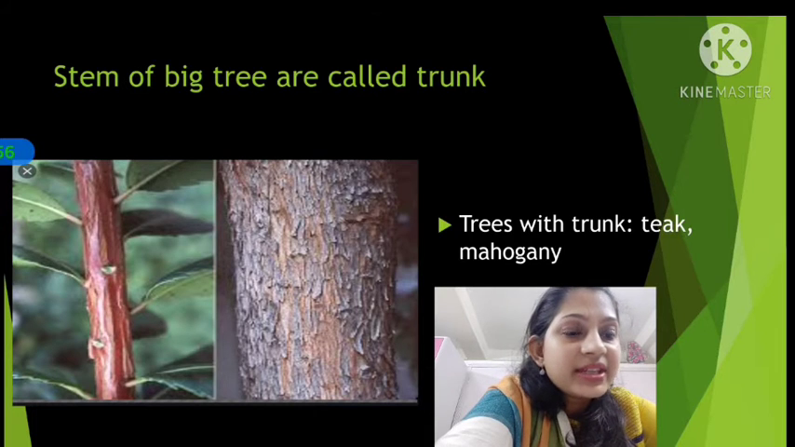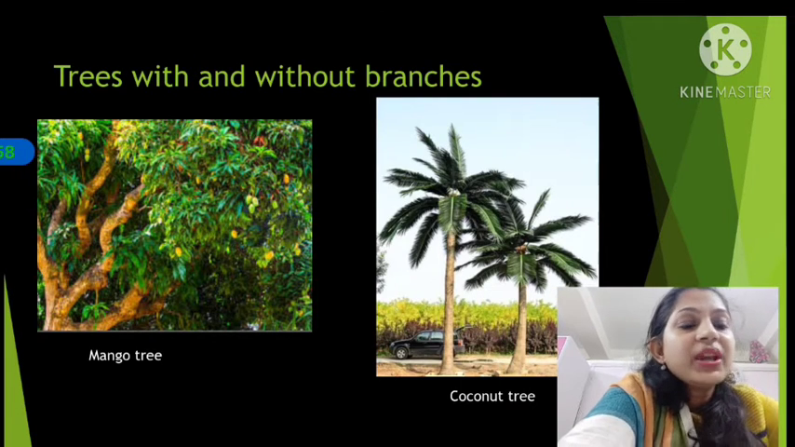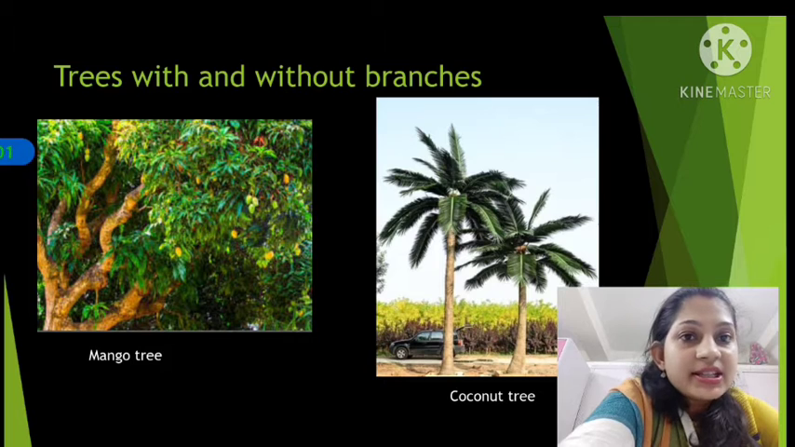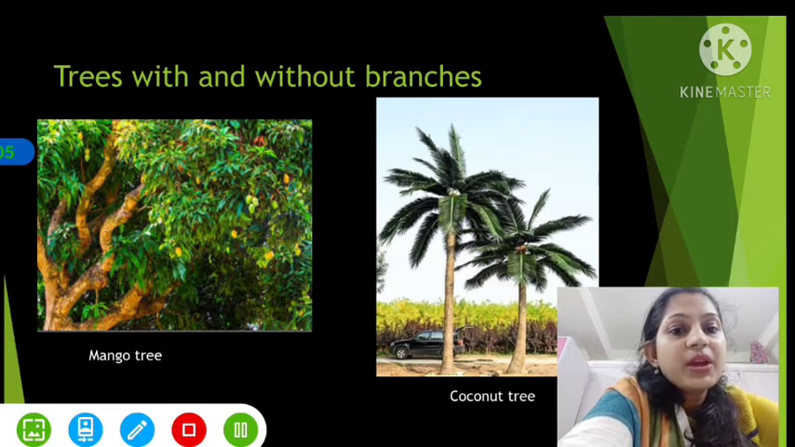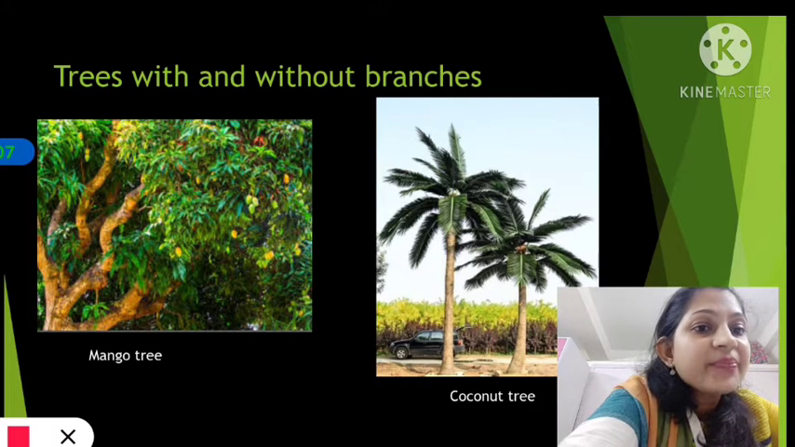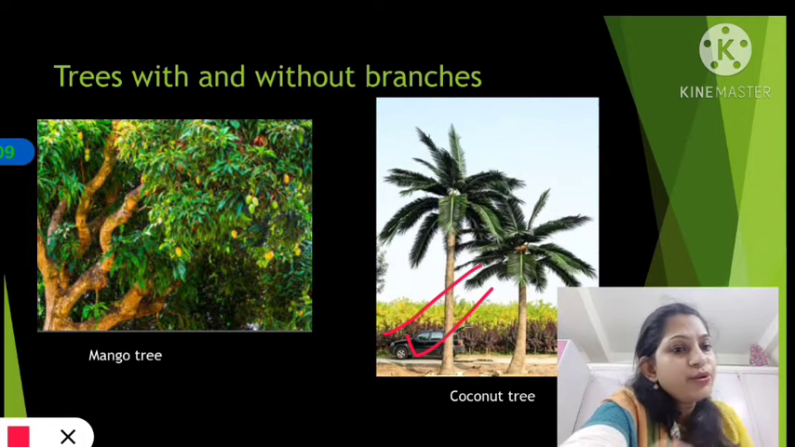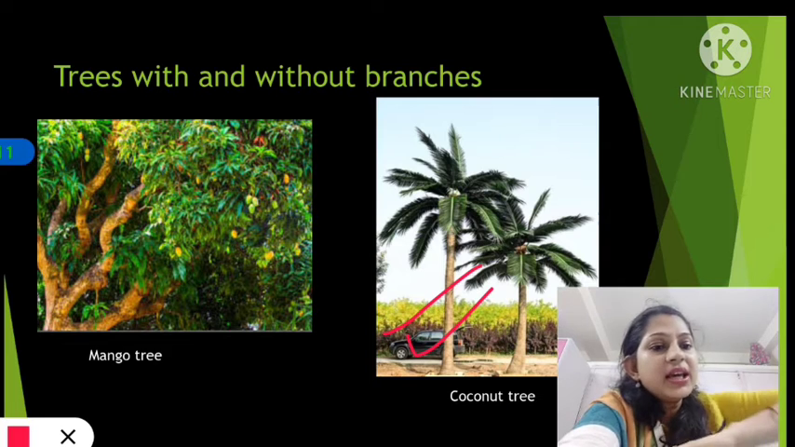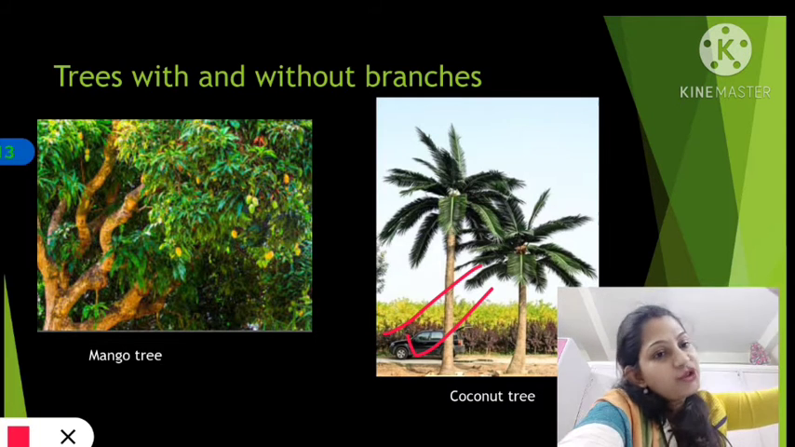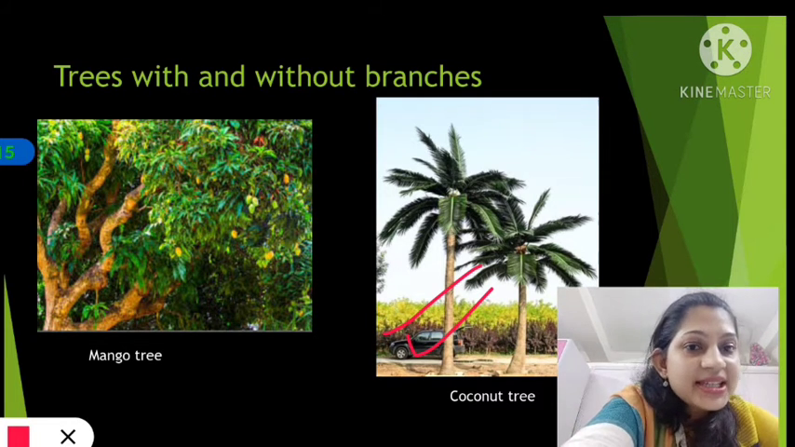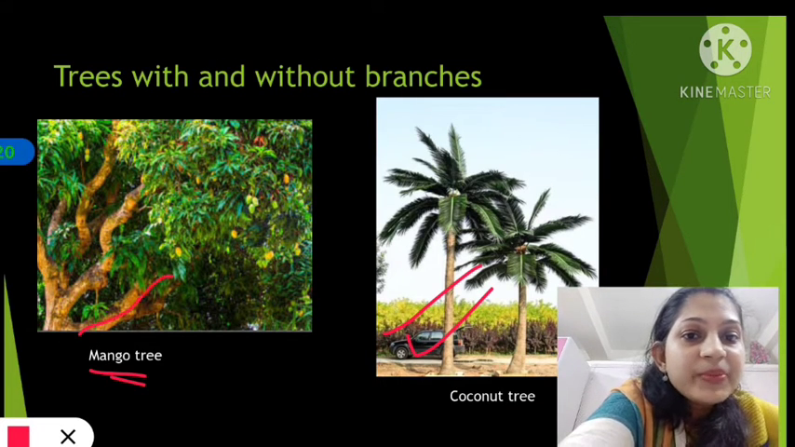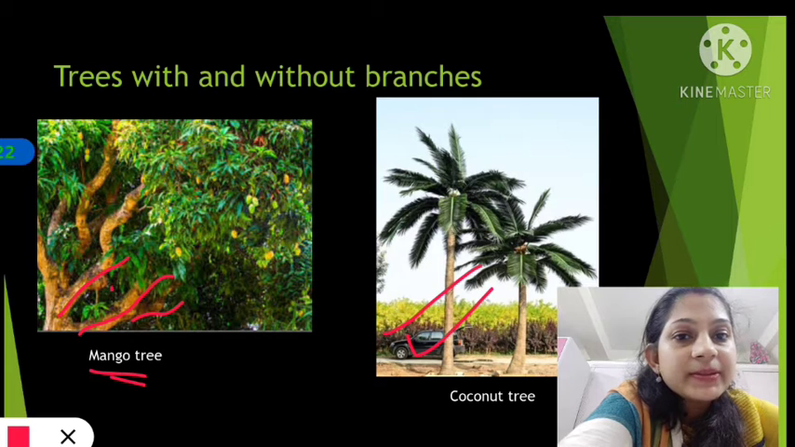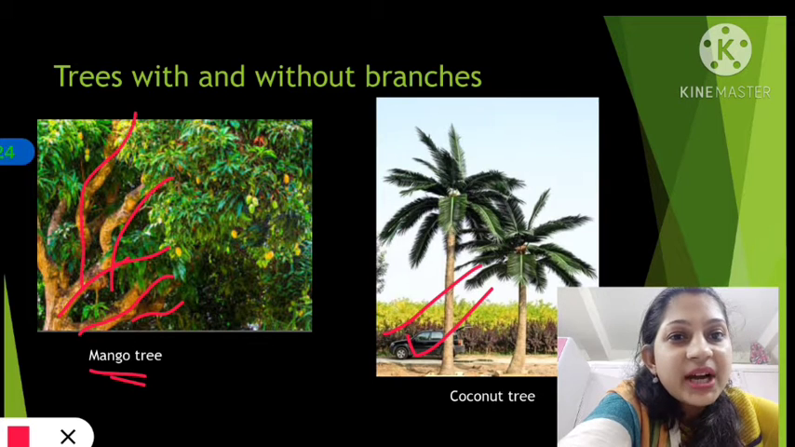So now we have seen the word trunk, and now see this concept that some of the trees do not have branches while others have branches. See, a coconut plant, generally you do not find any branch, a single stem is there and on top leaves are there. And what about a mango tree? Lots of branches. You see here, so many branches are there.